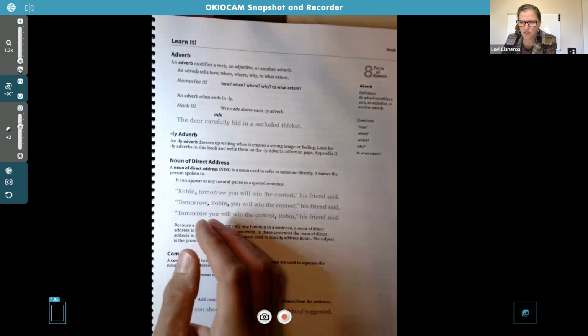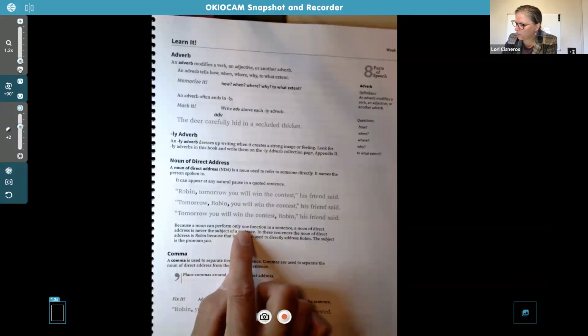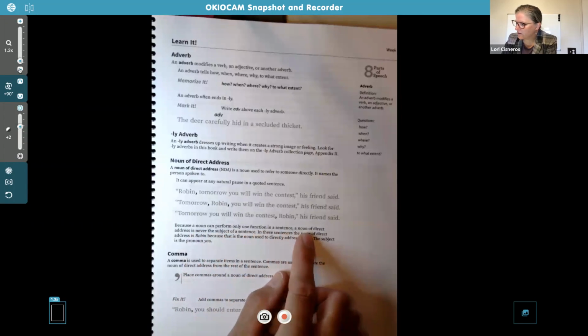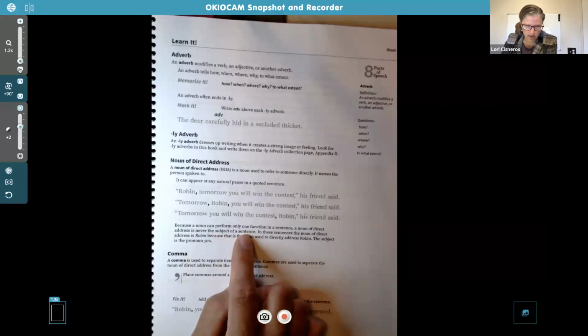quote or somebody speaking. Because a noun can perform only one function in a sentence, a noun of direct address is never the subject of a sentence. So you may think it should be because it's a noun, but it's not the subject of a sentence. You know how we've been marking nouns and then we find the subject and then the verb pairs and all that. But this is a little different.